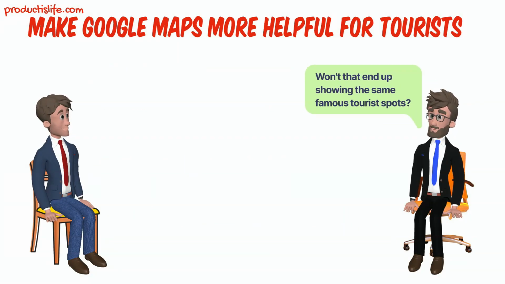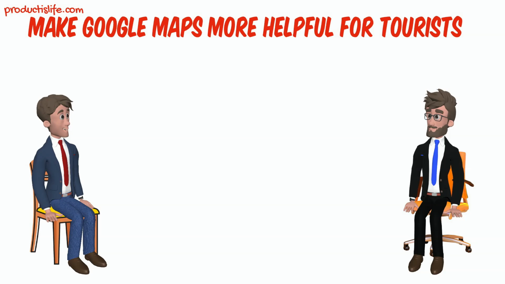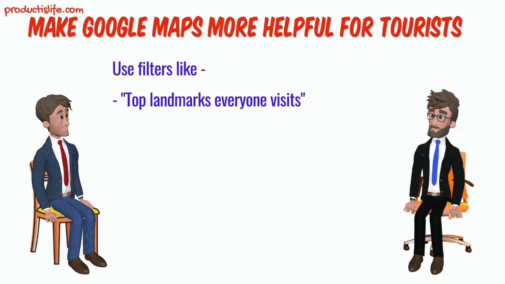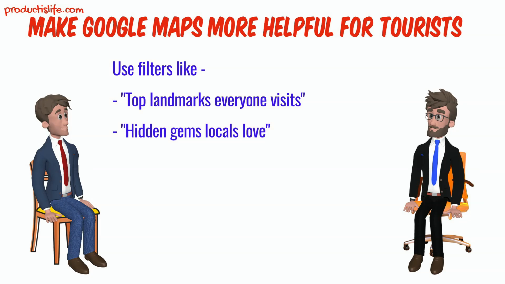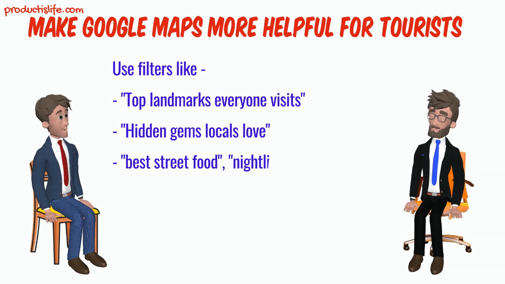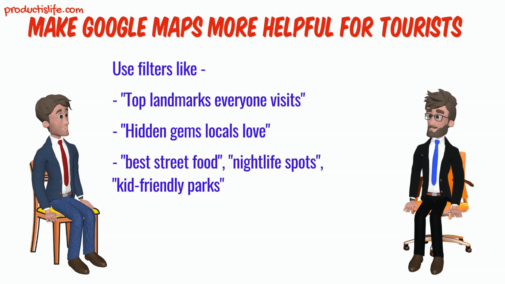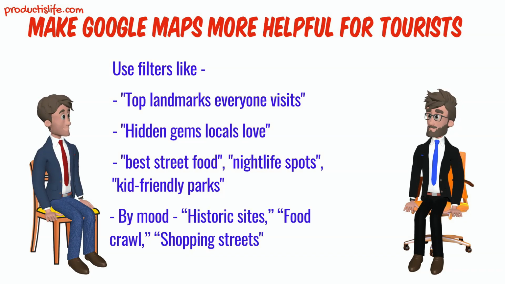Okay, but wouldn't that just show the same big touristy stuff everyone already knows about? Totally fair. That's actually why I would include a couple of filters. One could be top landmarks everyone visits for people on a first time trip. Another could be hidden gems locals love, maybe with spots that are highly rated but less crowded. Also, we can even add categories like best street food, nightlife spots, kid friendly parks, etc. And then there can also be filters by moods like historic sites, food crawl, shopping streets, and so on.